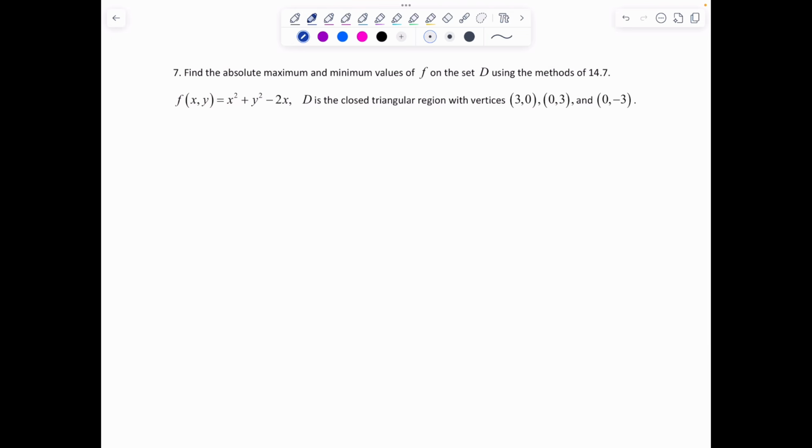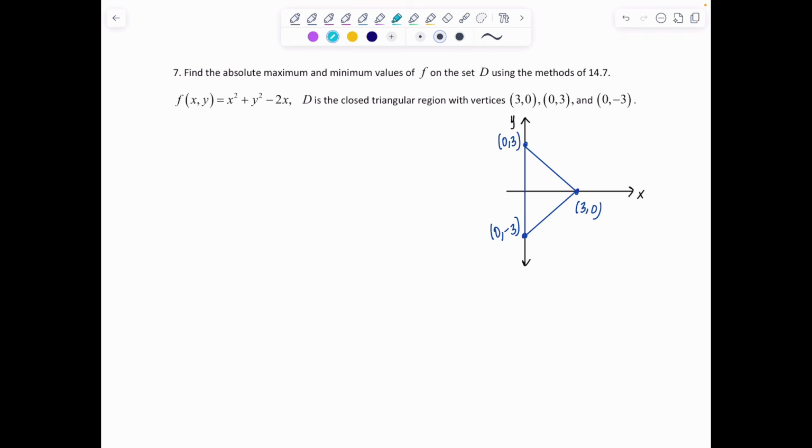This is the one I'm currently grading. I'm not quite done yet. So find the absolute extrema of f on the set D using the methods of 14.7. So no Lagrange multipliers. And then D is the closed triangular region with the vertices 3, 0, 0, 3, 0, -3. So let's draw a picture, shall we? Here's 3, 0. Here's 0, 3. And here is 0, -3. This bounds, these three lines bound our region D. So D is inside this triangle.